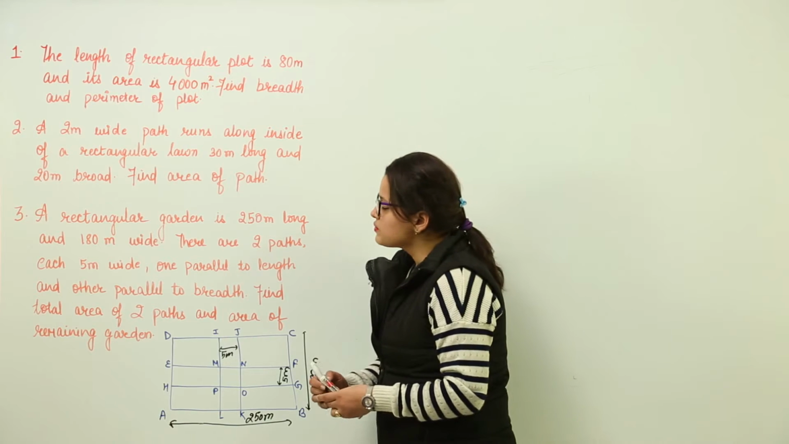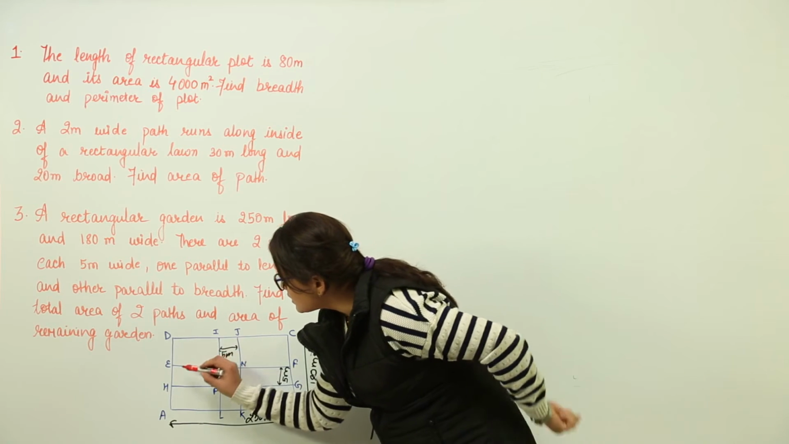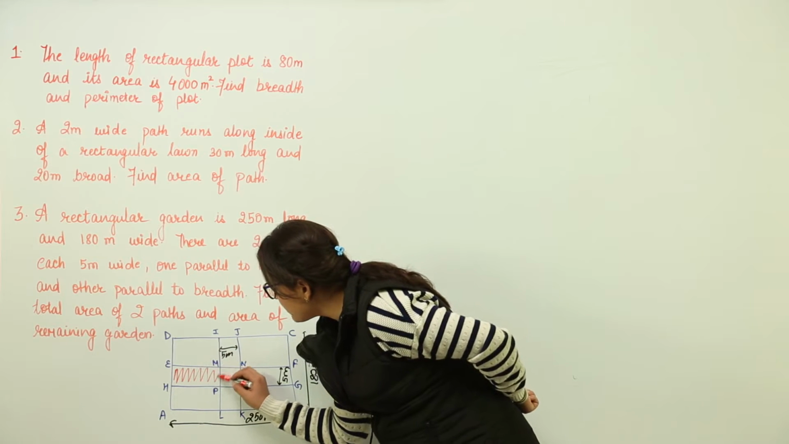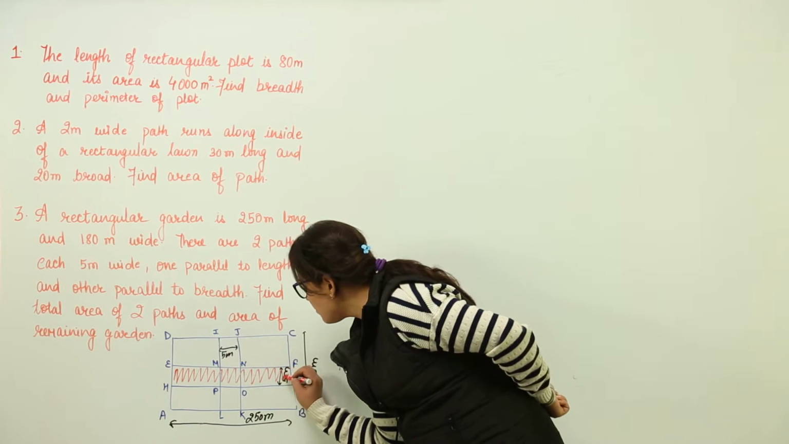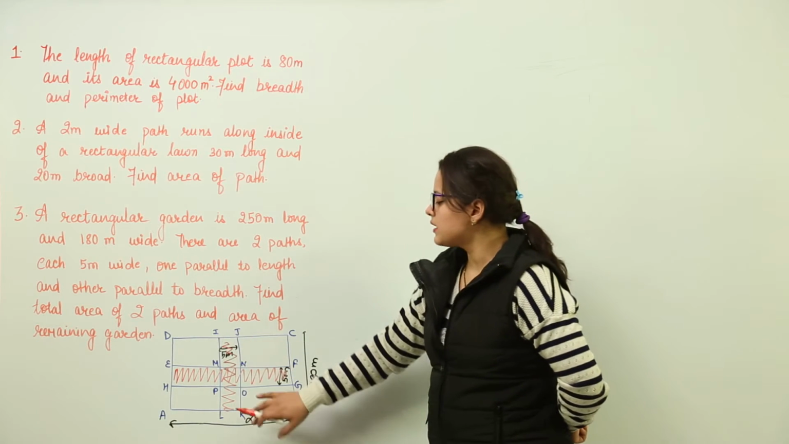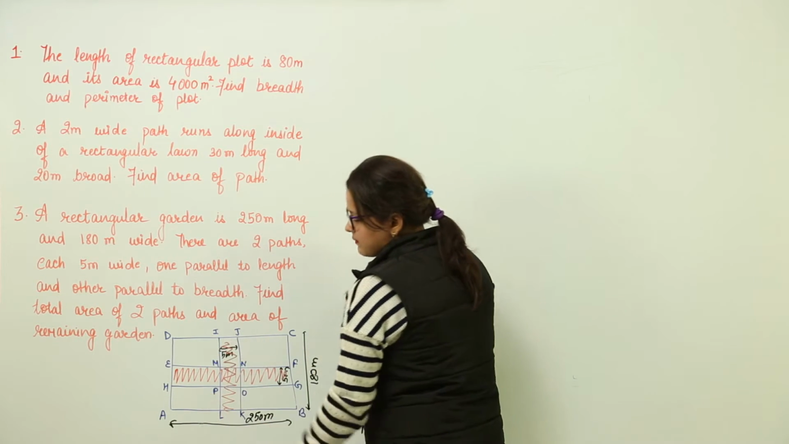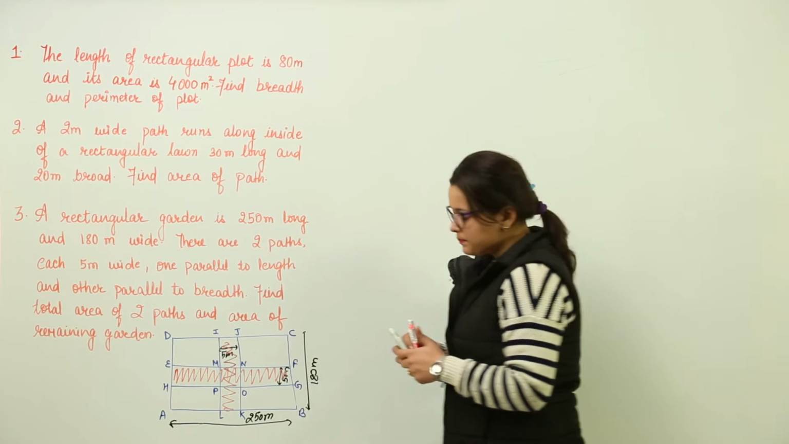Now what are we supposed to find? This is the area where the paths have been constructed. So how much is the path constructed is to be found out, that is this one. And how much is the left part, that is these areas. So let us start doing this.